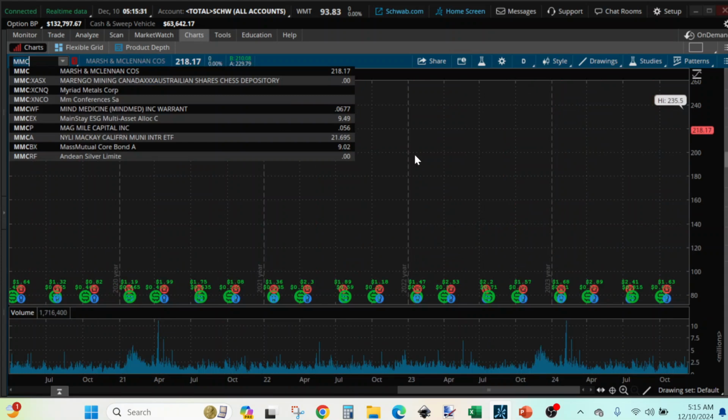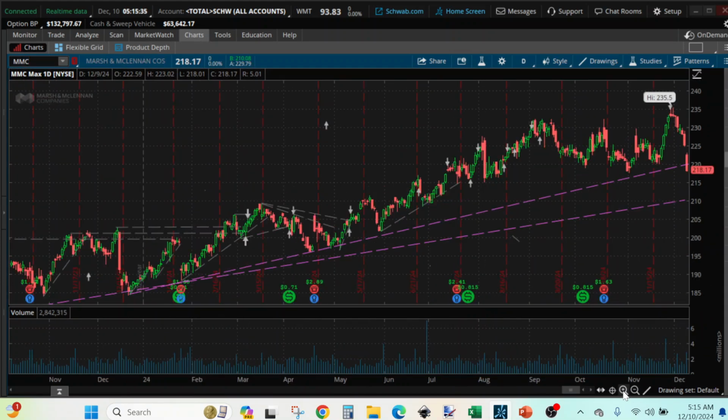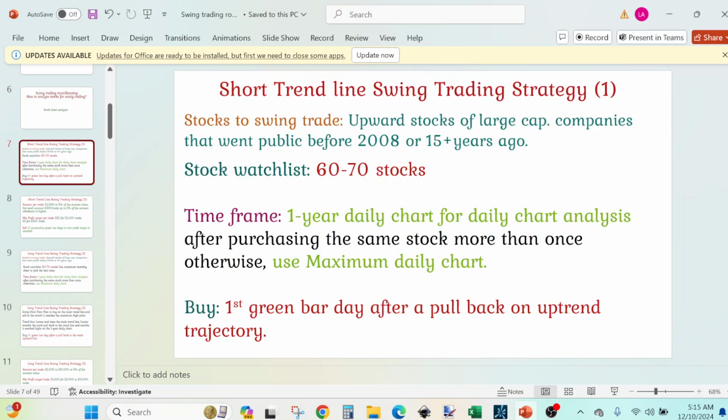MMC, I like to see how it does today. If it's going to start going up from there, or we'll pull back to this line. But yeah, this concludes how we analyze stocks for swing trading. And again, we can go through our swing trading strategies that we use.